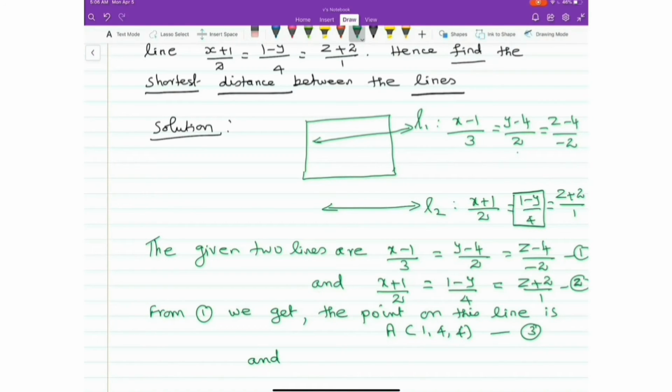And vector B1. Vector B1 is nothing but 3i cap plus 2j cap minus 2k cap. Let me name this as 4.